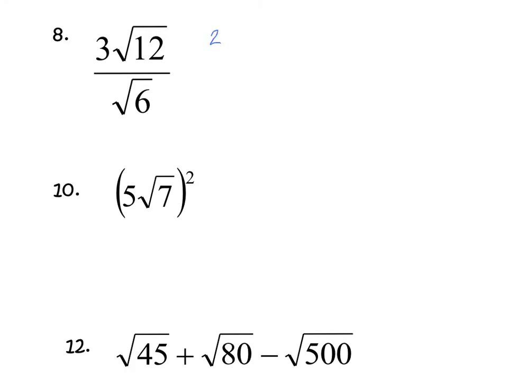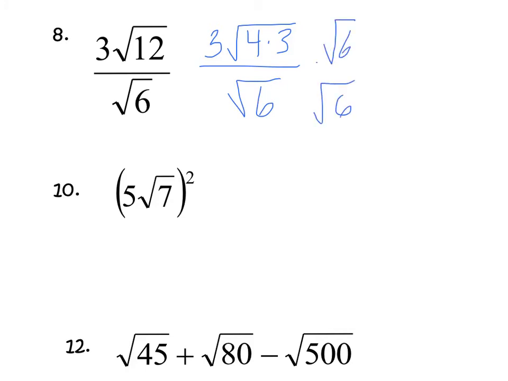Number 8, 3 square roots of 12, or 4 times 3, all over the square root of 6. Now the square root of 6 cannot be simplified, but I know that I cannot have that square root in the bottom. So I'm going to multiply by that on the top and the bottom. So, instead of actually doing this part here, I'm going to leave that out until after I multiply here, because otherwise I'm going to have to multiply by a lot. So I'm going to leave that there.